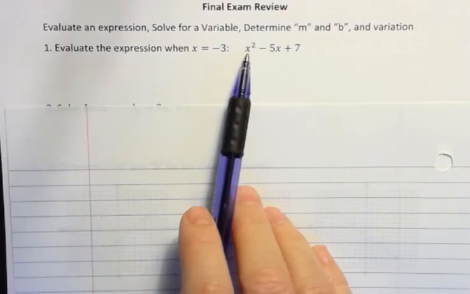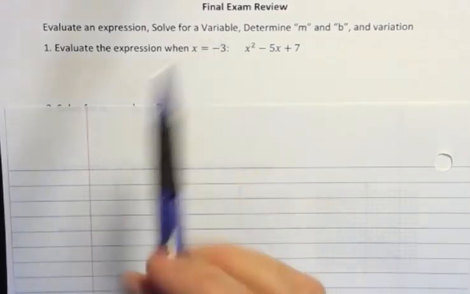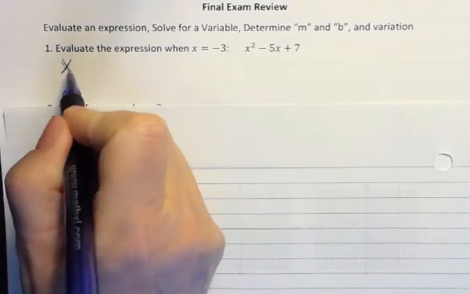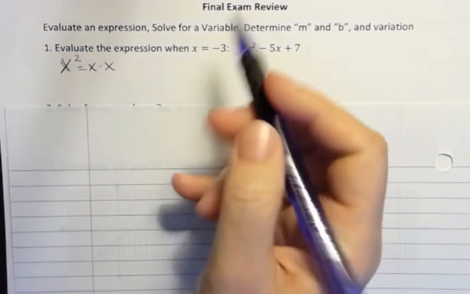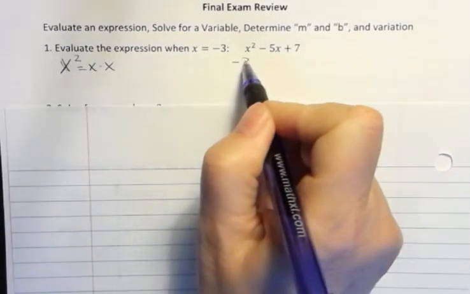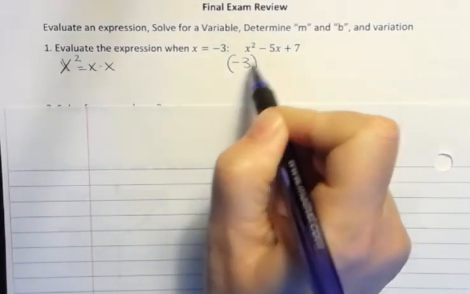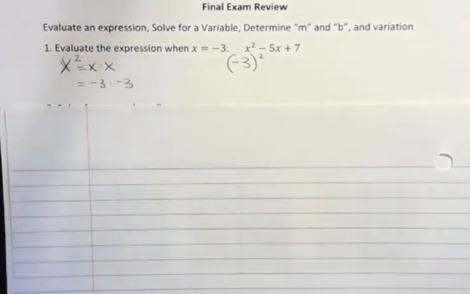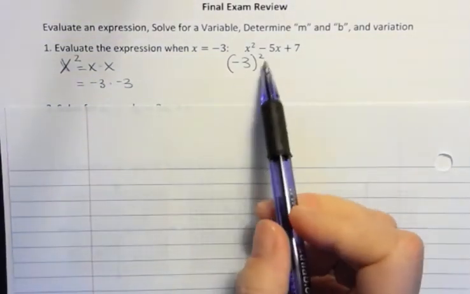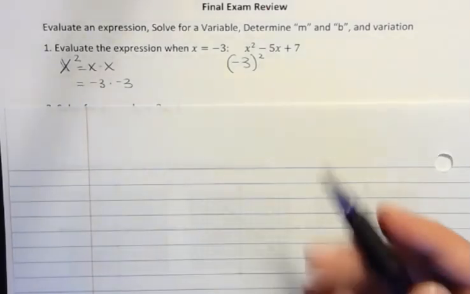And remember, this is saying x squared. And if I wrote x squared out in longhand terms, I would write x times x. And so when you think about -3, people say, well, how do you know you're putting parentheses around it? Because what I'm actually saying is -3 times -3, right? That's -3 to the second power. So I always want to put parentheses around that.